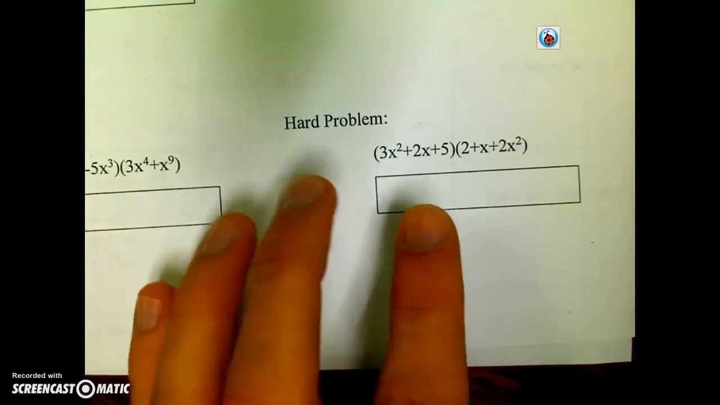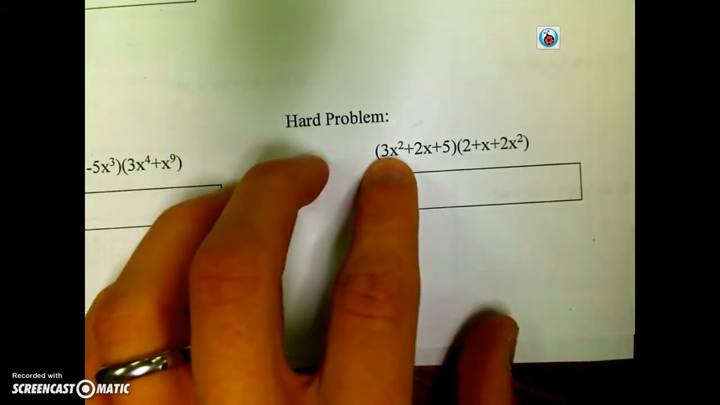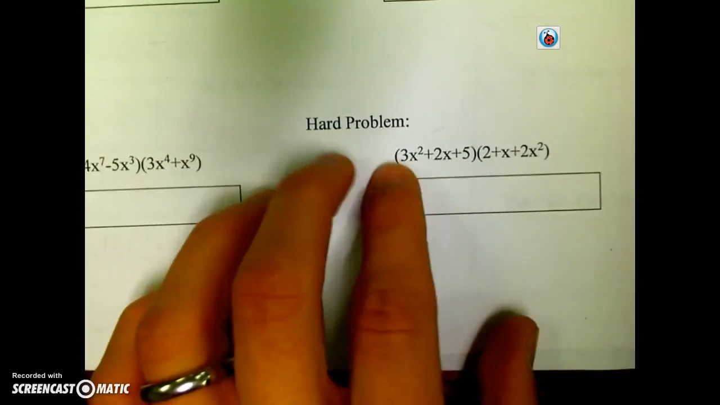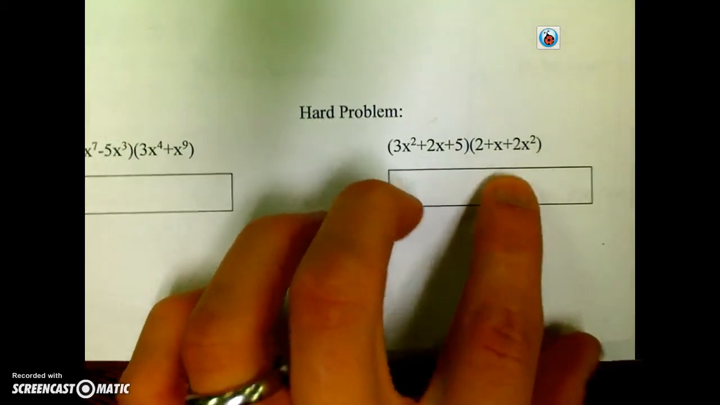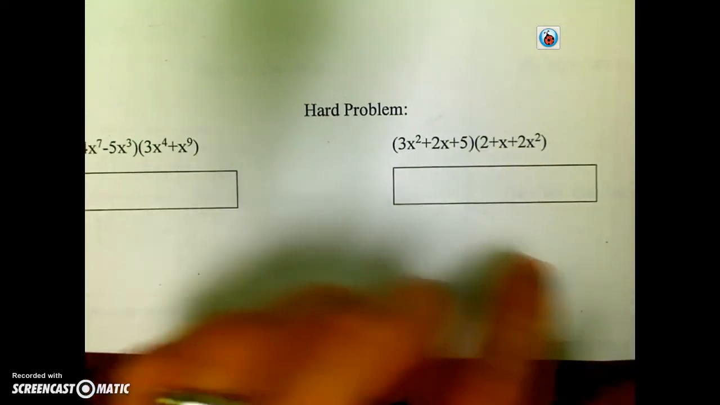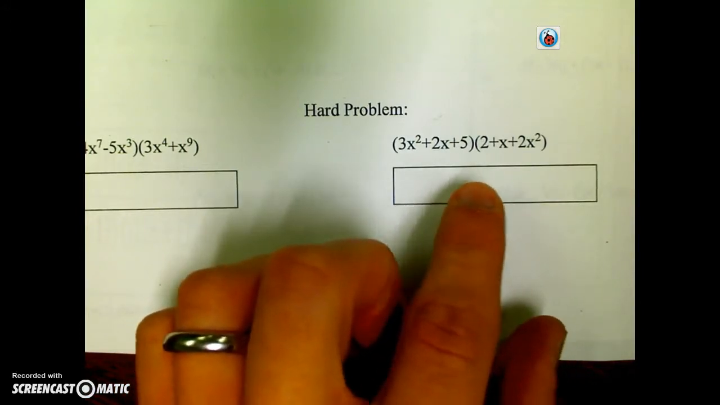Okay? So I guess my advice on this problem here is just think through logically, right? Take your time. Make sure that you are distributing this 3x squared to all 3 of these terms, the 2x to all 3 of these terms, and the 5 to all 3 of these terms. So you might be expecting 9 terms at first, and then when you gather them, some of them will combine, and we can get our final answer there.